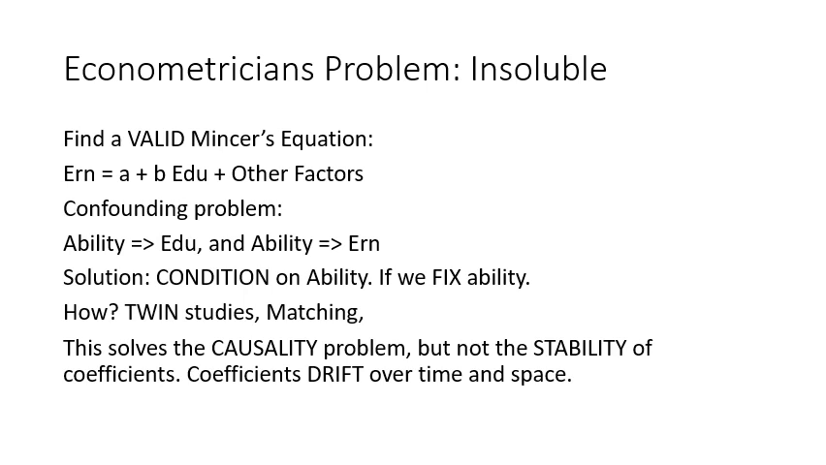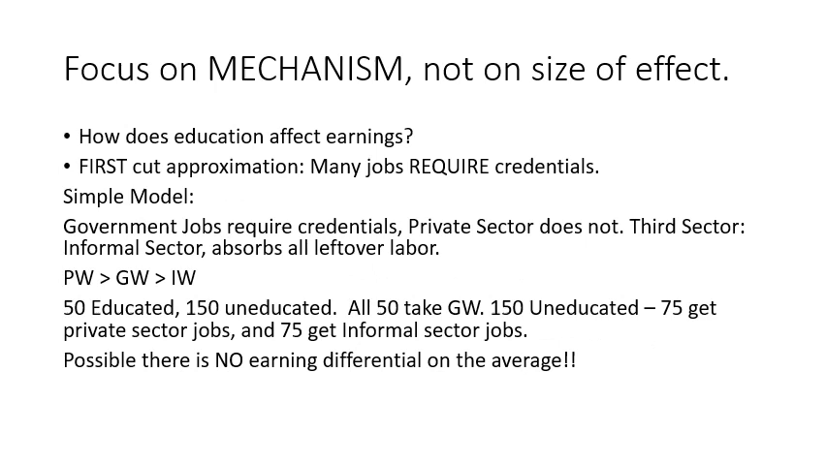Let me illustrate that by an example. Instead of thinking about how to find variables which will make the equation fit better, we have to think about the mechanism. How is it that education affects earnings? So let's look at a simple, very first, very primitive, basic mechanism. Many jobs require credentials. So thinking about the Pakistani context, let's oversimplify and say that there are government jobs which always require credentials. You have to have a degree to get a government job.